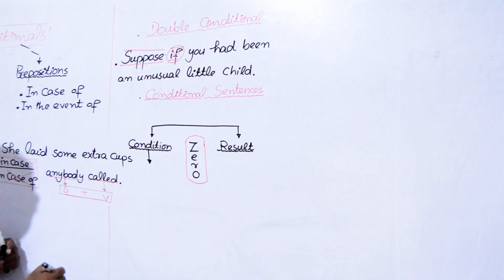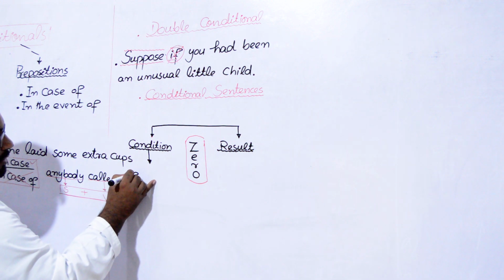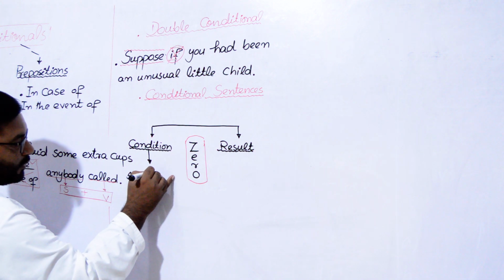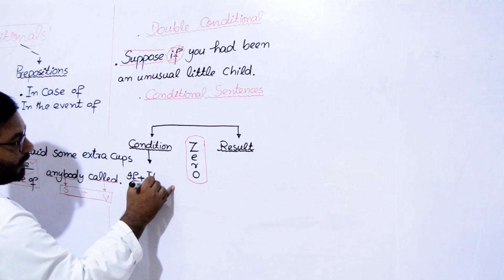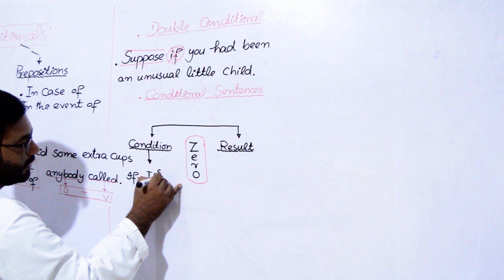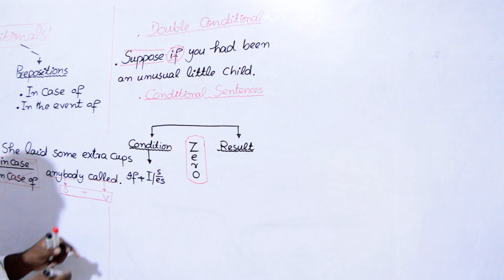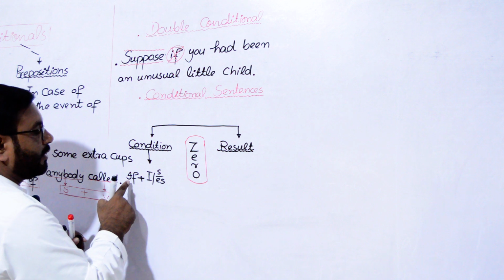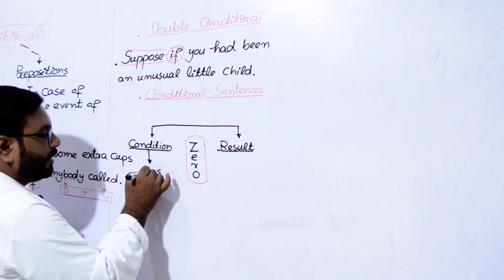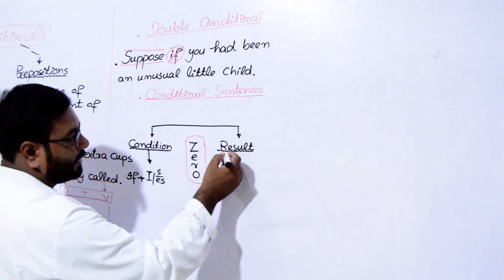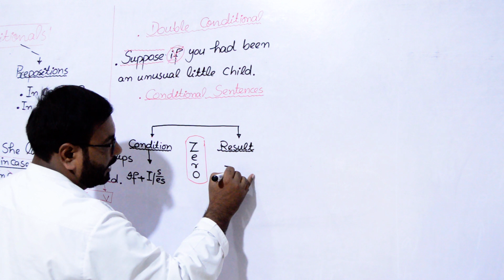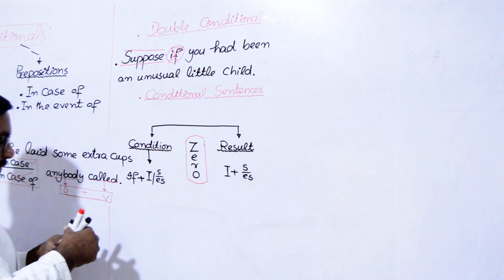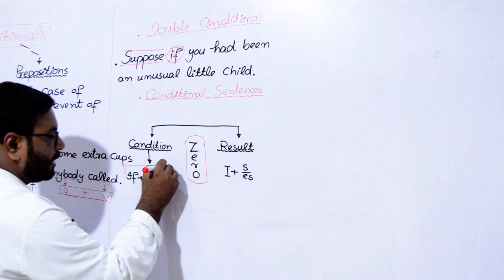The condition clause must take any subordinate conjunction like if plus first form or the addition of s or es, and as a result clause in a zero conditional, the condition must take if plus first form with necessarily addition of s or es, and as a result we can say it takes the first form of verb with the addition of s or es. This combination we use. Why?